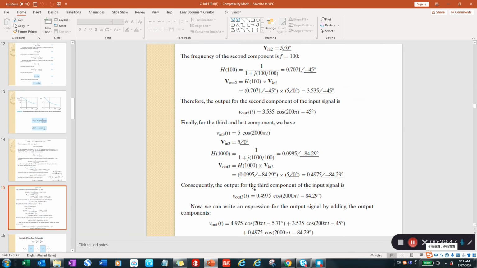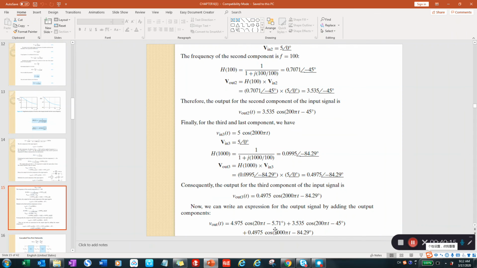Then if we want to figure out the output, we know we are going to use the transfer function multiplied by the input. You can see the amplitude of the third component is 0.49. It's quite small.